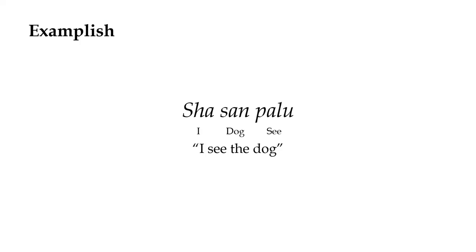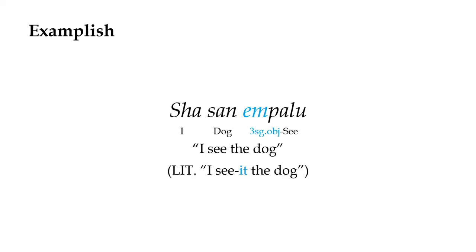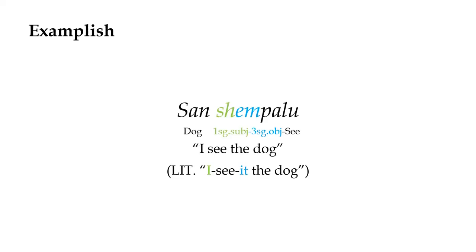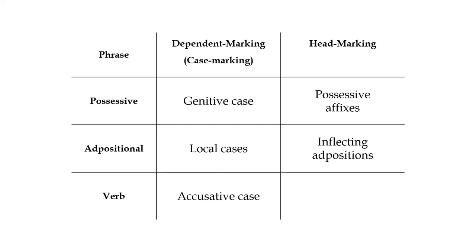On the other hand, head marking languages will take the head, the verb, and apply a marker that signifies that the verb has a direct object, which, once again, will usually agree with the object in person, number, and potentially gender. Also, on a related note, if the verb is going to inflect to agree with the object, then it will almost certainly agree with the subject as well, a feature called polypersonal agreement.